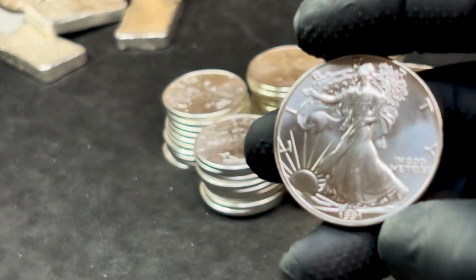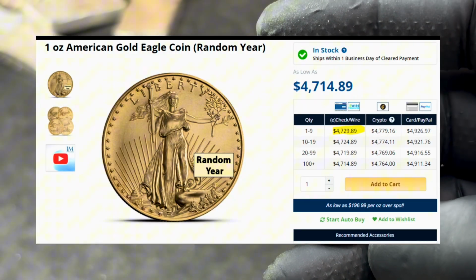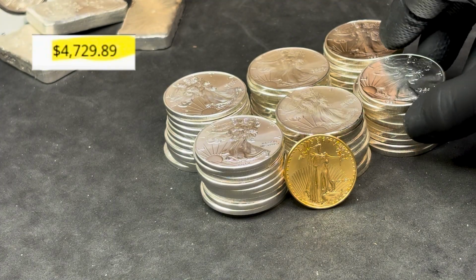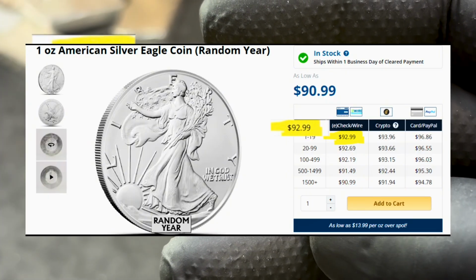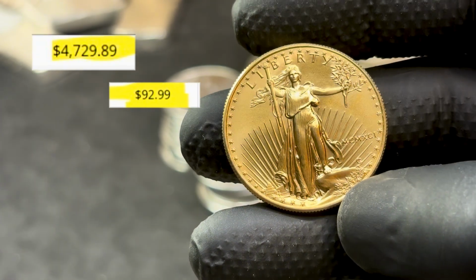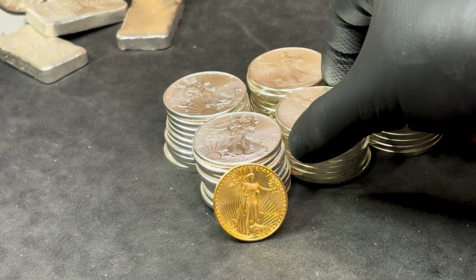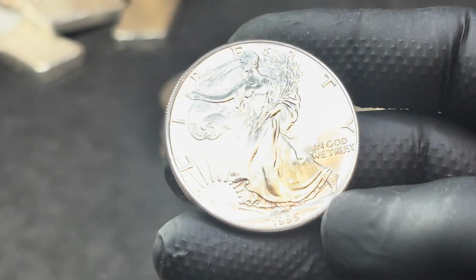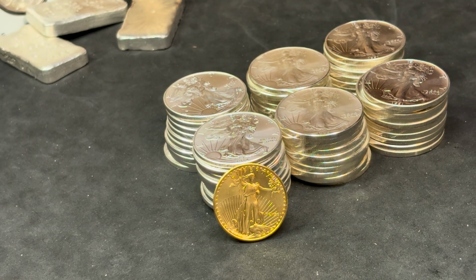Another ratio is what I'm calling the retail gold to silver ratio. An American Gold Eagle is currently selling for $4,729.89, and an American Silver Eagle is selling online for $92.99. And now that ratio changes from 60 to 1 to 51 to 1. If you were spending the exact same amount of money, you would only be able to buy 51 silver eagles compared to 1 gold eagle. And that's because silver carries a much higher premium over spot than gold does.